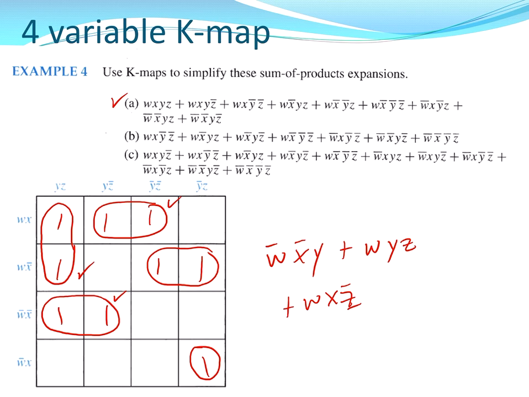And continuing around clockwise, we have this covering of size 2. It'll be W, X bar, Y bar. Those don't change complementation. And then finally, our covering of size 1 will just be the minterm that generated it. And that'll be W bar, X, Y bar, Z.